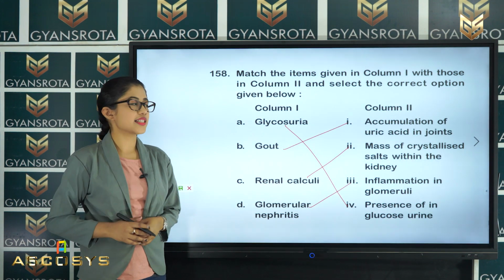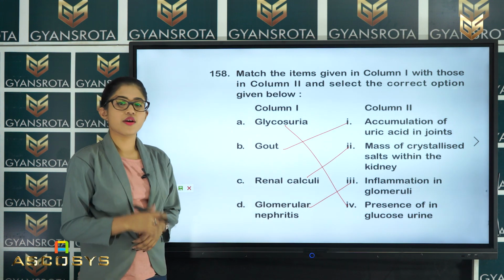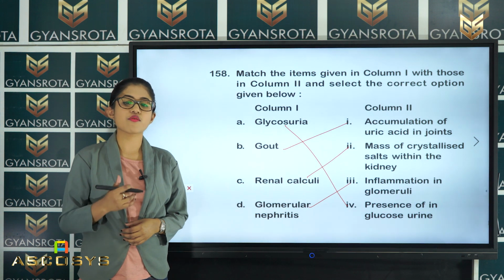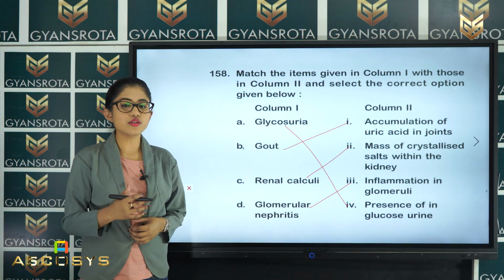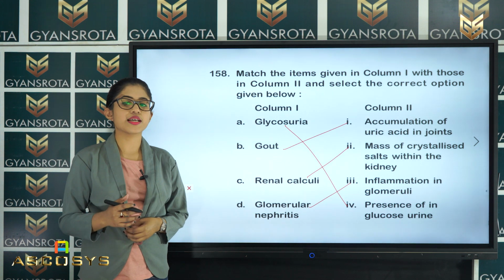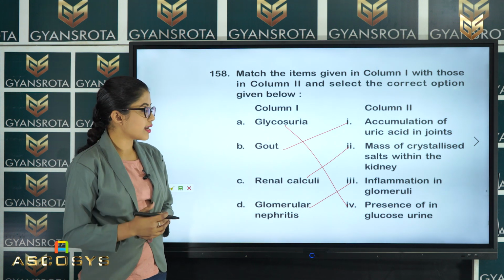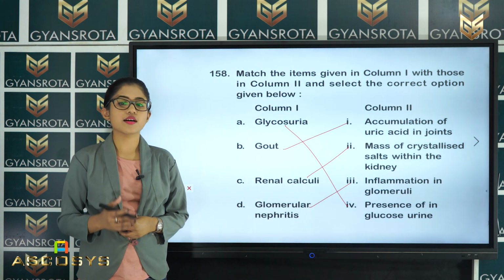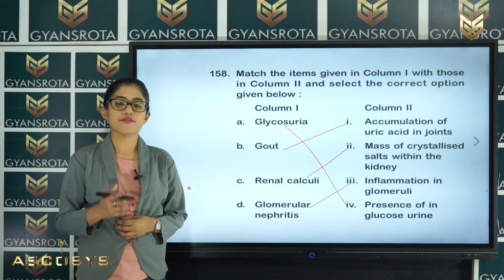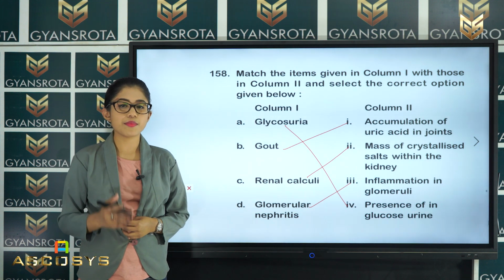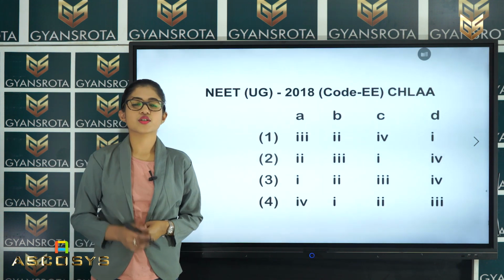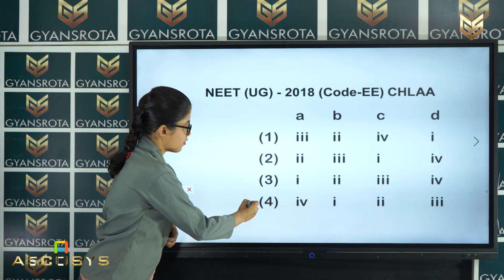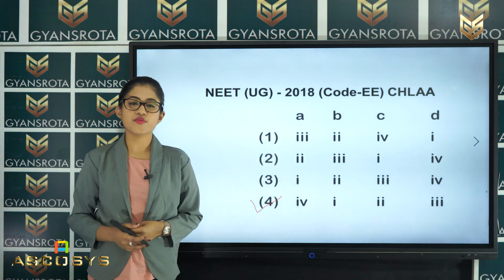After matching column 1 with column 2, we have got these definitions: glycosuria, which means the presence of glucose in urine; gout, which is the accumulation of uric acid in joints; then renal calculi, which is a mass of crystallized salts within the kidney; and glomerular nephritis, which means inflammation in the glomeruli. So which among them is the correct option? Option number 4 is the correct answer for this question.